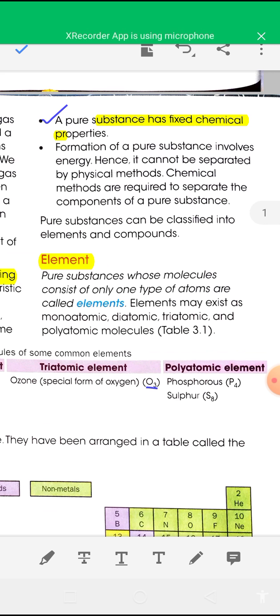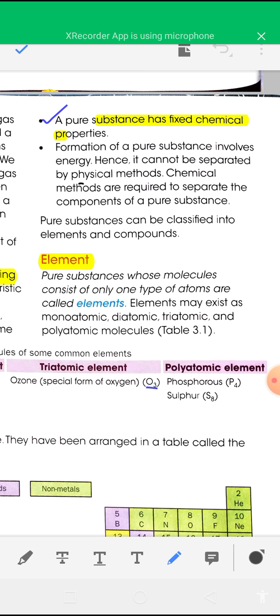Next point, a pure substance has fixed chemical properties, and formation of a pure substance involves energy, and hence its components cannot be separated by physical methods. Chemical methods are required to separate the components of a pure substance. These are some characteristics of pure substance.